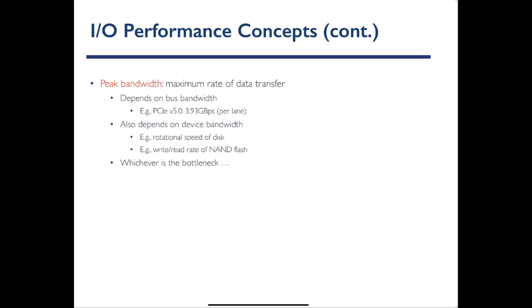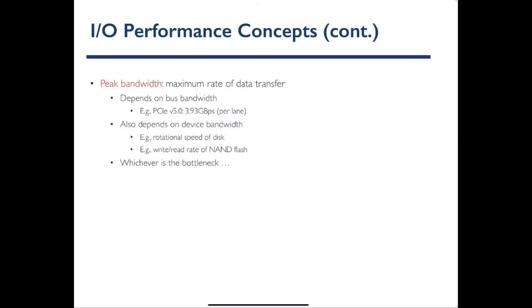First, it depends on the bus that connects your device to the system. For example, with PCIe devices, per lane you can go up to almost 4 gigabytes per second. With other protocols, this might be less.